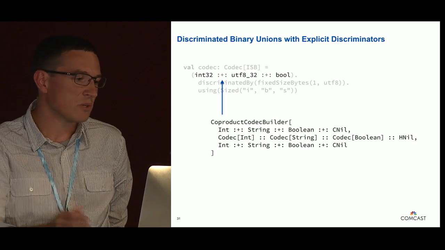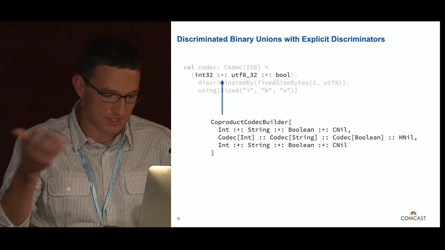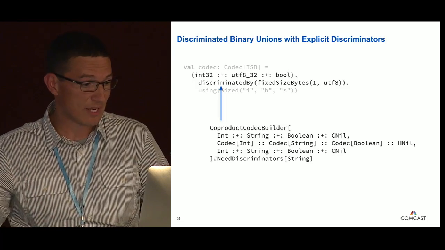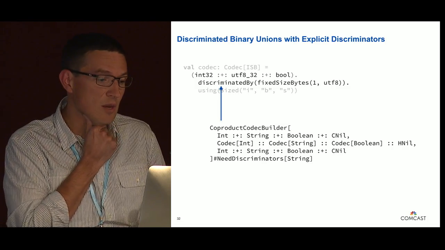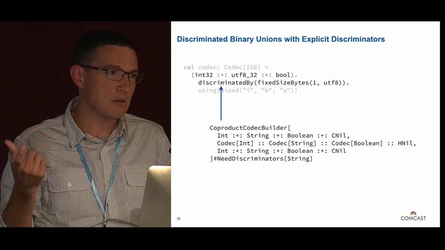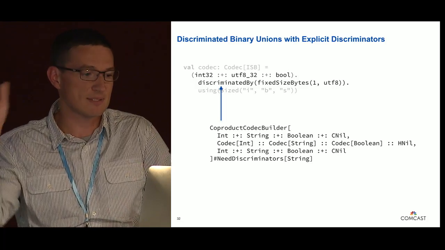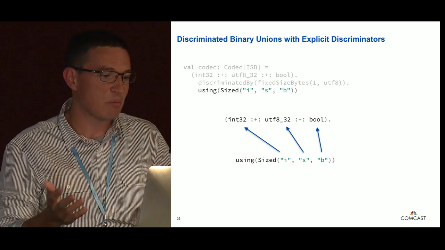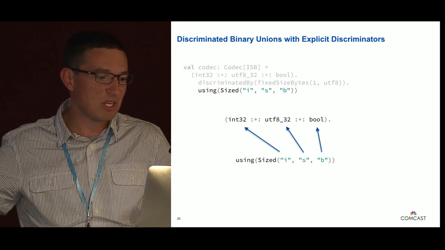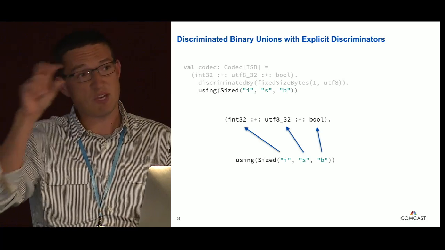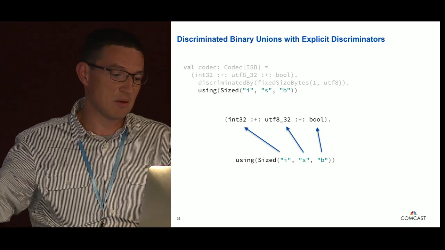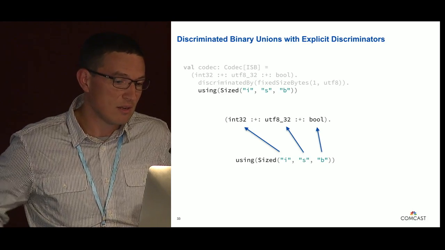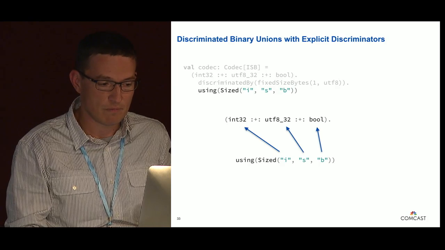So of course we can OR onto that this codec of int, and everything's extended. All 3 of our type parameters get extended. We can then do that discriminated by call. What we get back now is this value called need discriminators of type string. It's this projected type through our coproduct codec builder. And then finally we pass using sized ISB, which binds, again by index, each of these values by index to the corresponding codec. So we bind I, S, and B to each of those.